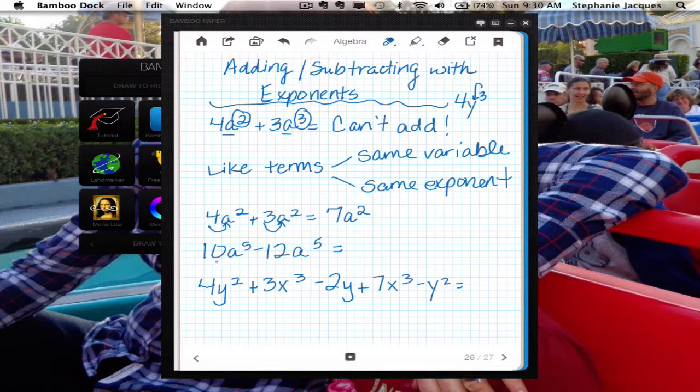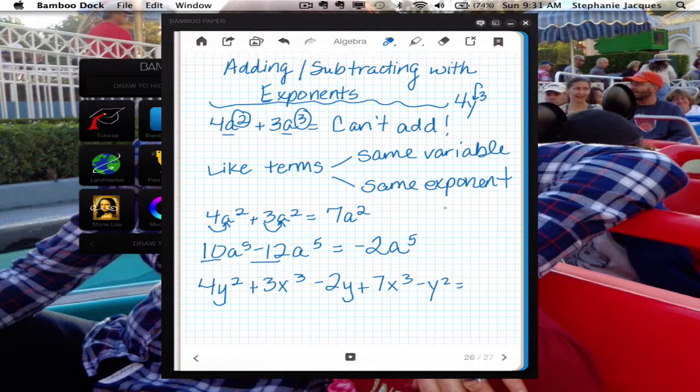Let's look at the next one. I have 10a to the 5th minus 12a to the 5th. Let's check if they're like terms. A's and a's, good. I have 5th power, perfect. So now I take my coefficients. I have 10 and a negative 12. So I do 10 minus 12. That gives me a negative 2. And then I just put my a to the 5th.